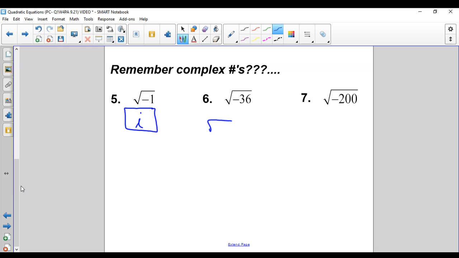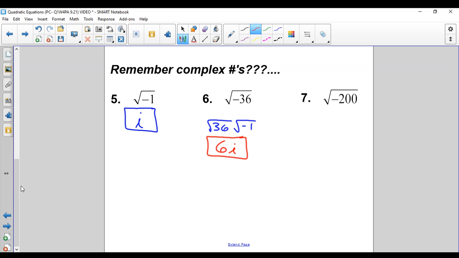Now, square root of negative 36. I would personally split this up. 36 is already a perfect square. So I split it up, square root of 36 times the square root of negative 1. Square root of 36 is just 6. Square root of negative 1, we just saw in the last example, is I. So the square root of negative 36 is 6I. I don't need to see it broken up. You do what you need to do.